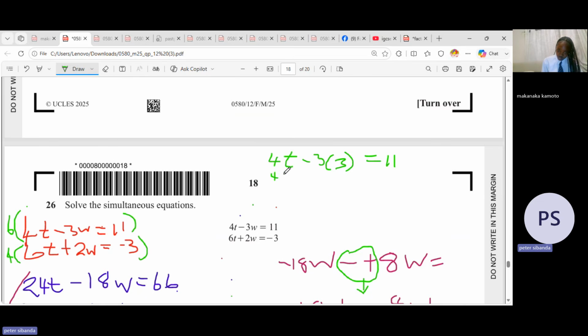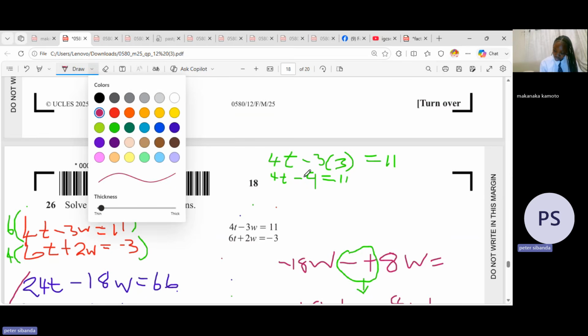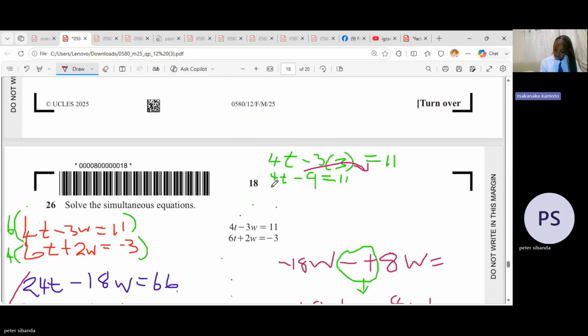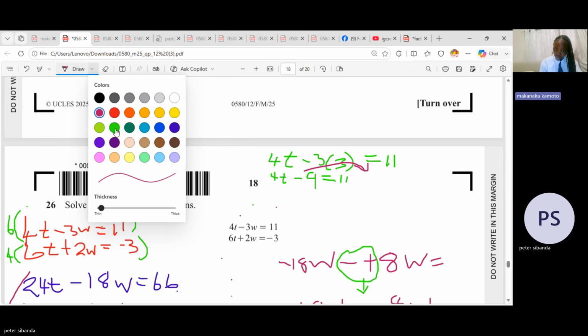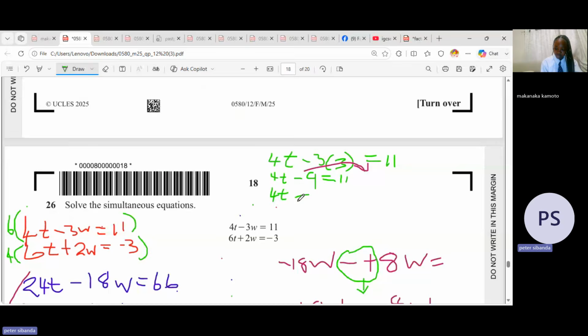So this is going to be 4T minus 3 times 3, which is minus 9, equals 11. In the name of grouping like terms together, we shall take that minus 9 to the other side where there is another number. So in the end, what are we going to have? 4T is equal to 11 plus 9. The negative 9 arrives here as a plus 9. So what we have now is 4T is equal to 20.